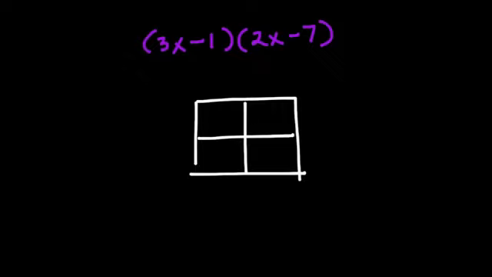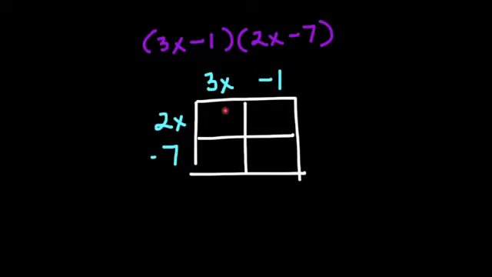Alright, so let's look at this first one. We have 3x minus 1 and 2x minus 7. So we're going to take this first term, 3x minus 1, and place it across the top. It doesn't matter where we place it. I could have placed it on the side. It's just that one has to go on one side and one has to go on the other. On the other side, I'm going to put the other binomial, 2x minus 7. And so from here, it's kind of like times tables. We're multiplying everything together. We have 2x times 3x meets in this box right here.